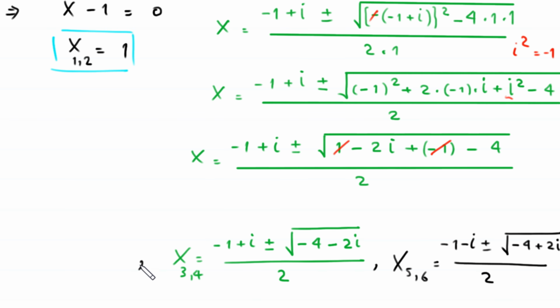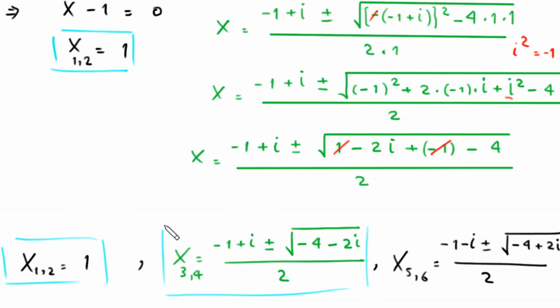And first we found that x first and second is equal to 1. We have 6 solutions for this equation. 1 and third and fourth is negative 1 plus i plus minus root negative 4 minus 2i over 2 and negative 1 minus i plus minus root negative 4 plus 2i over 2.